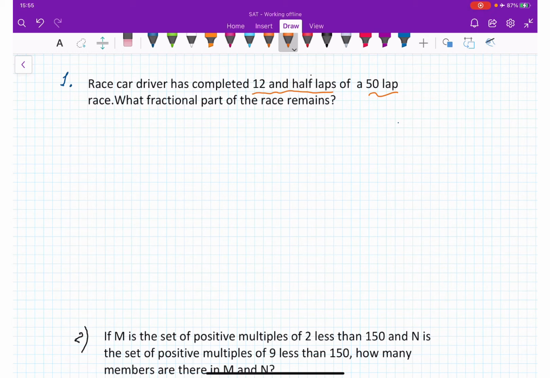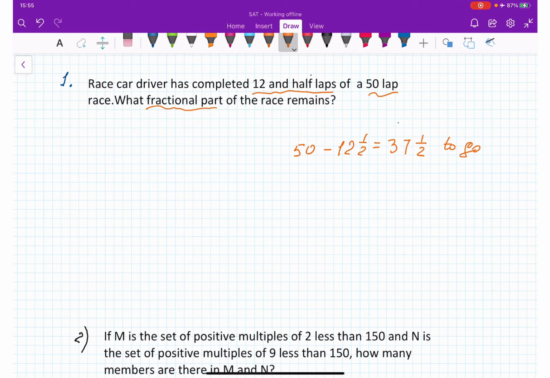So it is going to be 50 minus 12 and a half, because the driver completed 12 and a half laps. So left over is 37 and 1/2 laps left to go, right? Now it's asking what fractional part, meaning how many percent practically, or what part of the entire race remains.